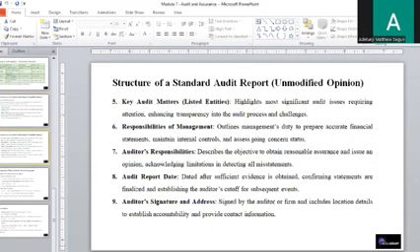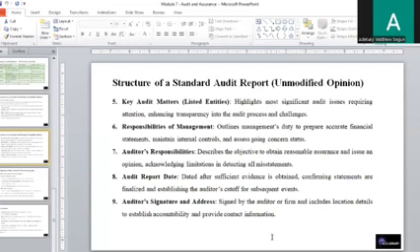Next is the key audit matters. It has to do with listed entities, and it highlights the most significant audit issues requiring attention, enhancing transparency into the audit process and challenges. And also, we have the responsibilities of management included in the audit report, which outline management's duties to prepare accurate financial statements, maintain internal controls, and assess going concern status.